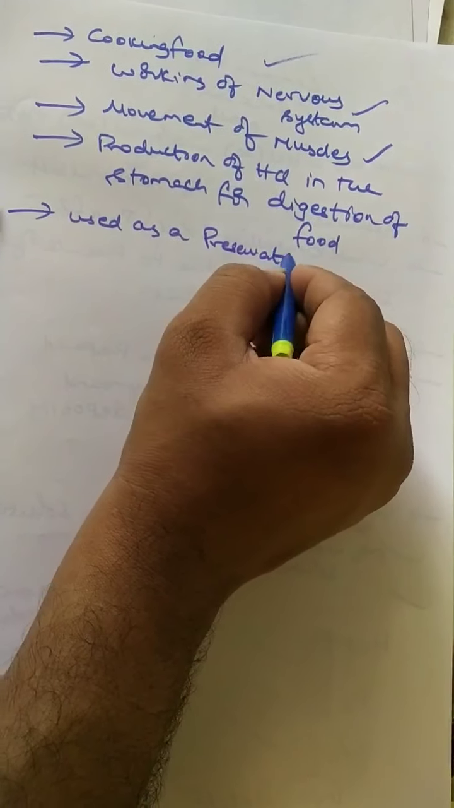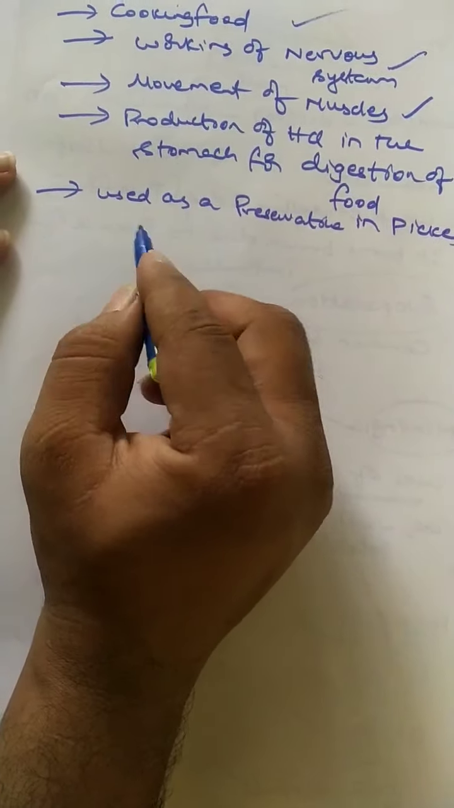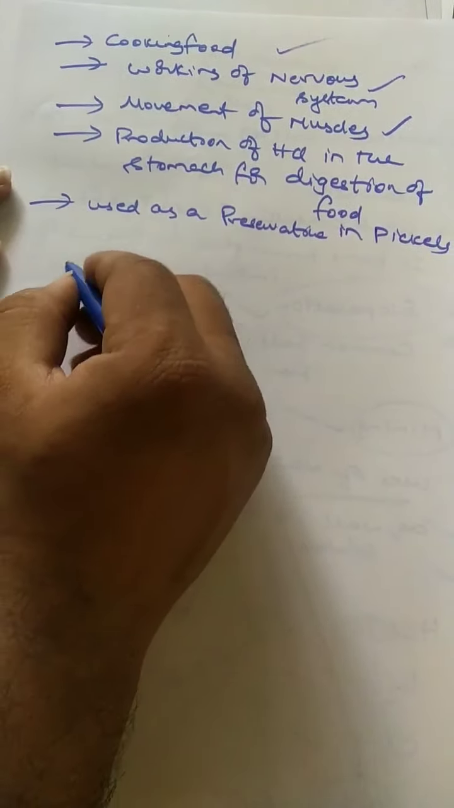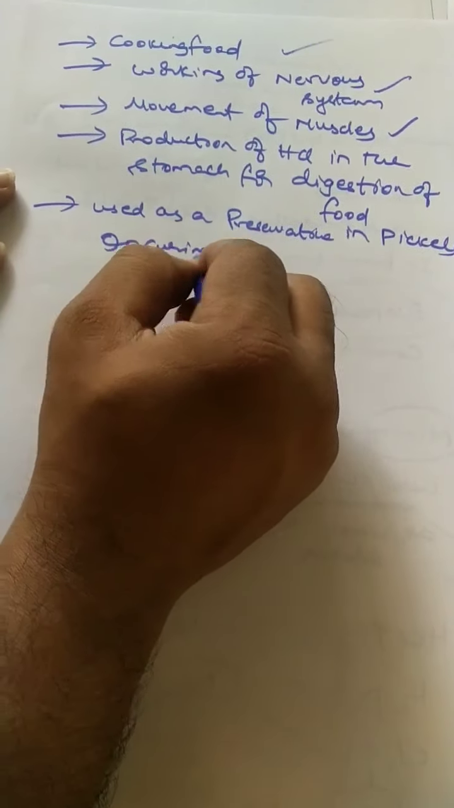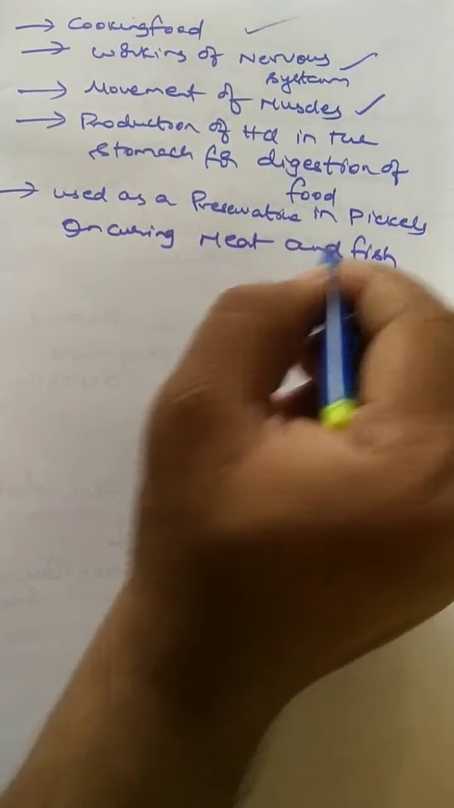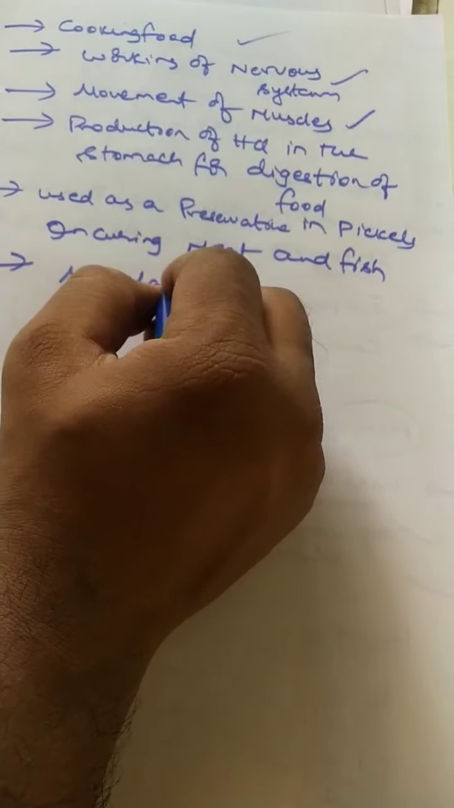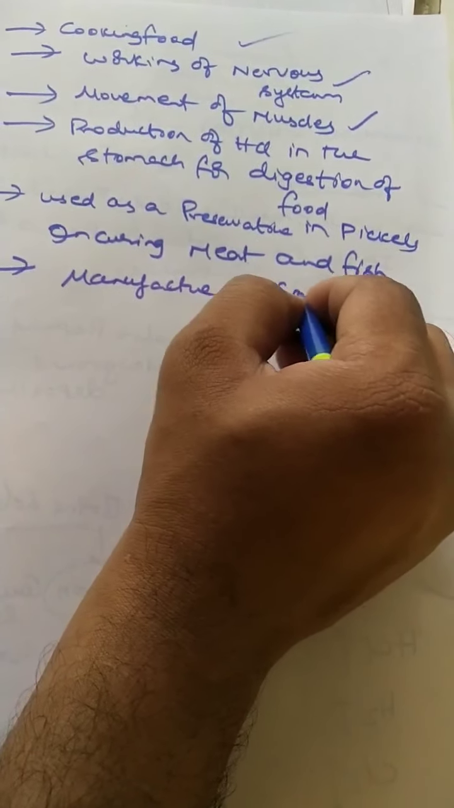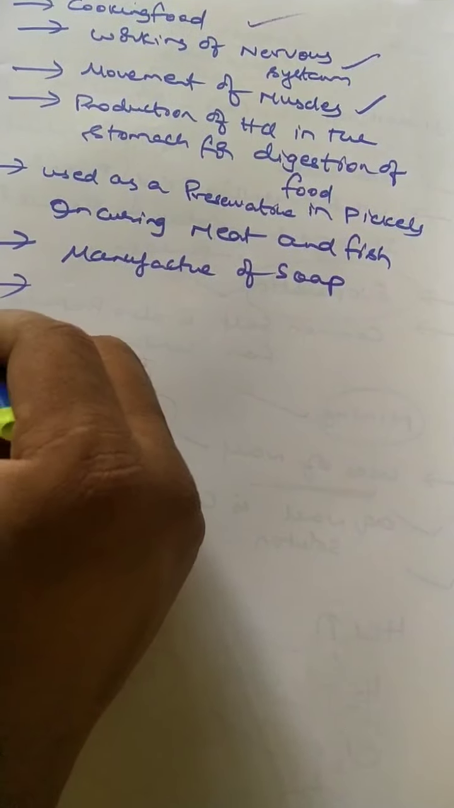Preservative in pickles. In your home, mother prepares pickles. There the rock salt is used as a preservative in pickles, and in curing meat and fish. If you want to preserve them, the meat and fish are coated with a salt solution. It is also used in the manufacture of soap. Soap industries also use this.